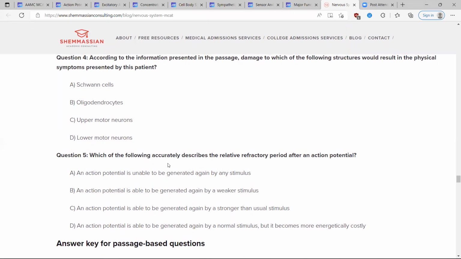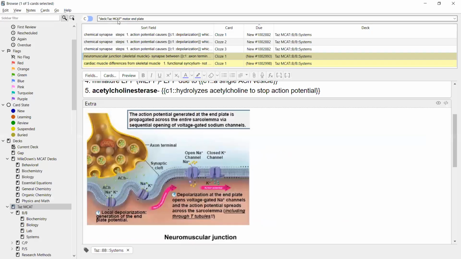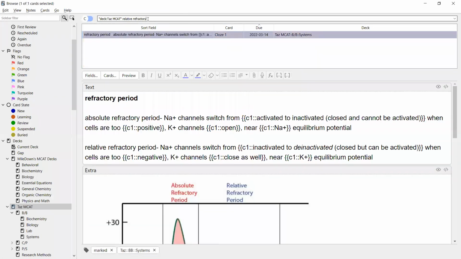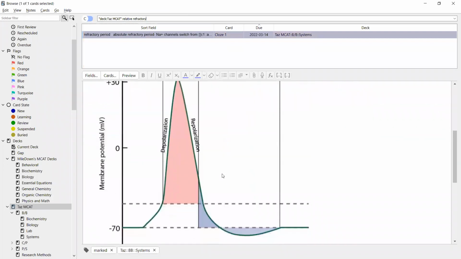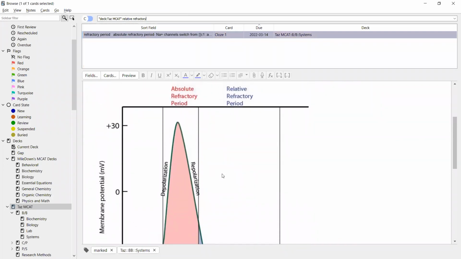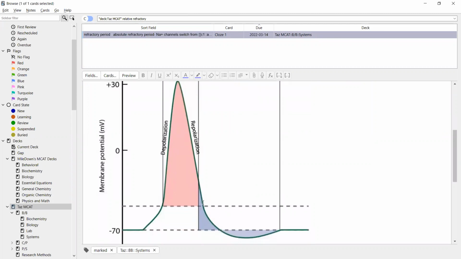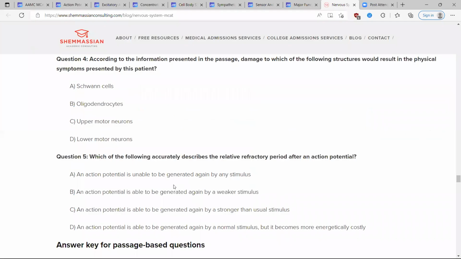Okay. So in the relative refractory period, we were talking about, let me just pull up the graph, relative refractory, right? This is what we were talking about here. The fact that after we go back down, we have this period where we hyperpolarize, right? And we go lower than our membrane potential. So which of the following accurately describes a relative refractory period after an action potential?